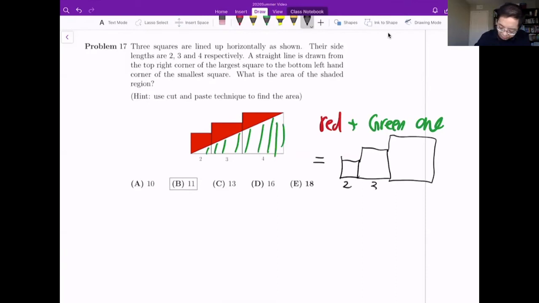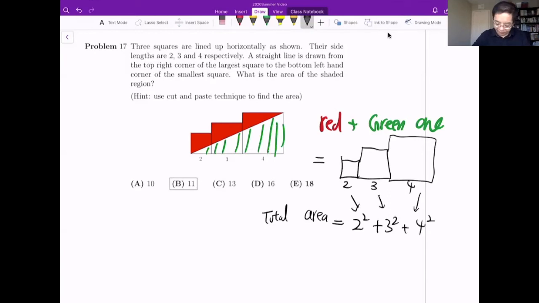So the sides are 2 and 3, and this is 4. So the total area equals, this is 2 squared, right? This is how we calculate the area of a square: you just take the square of its side length, and then plus 3 squared, and then plus 4 squared, right? So that's what we have, okay? So this is 4 plus 9 plus 16. Okay, so we get 29. So this is the total area.